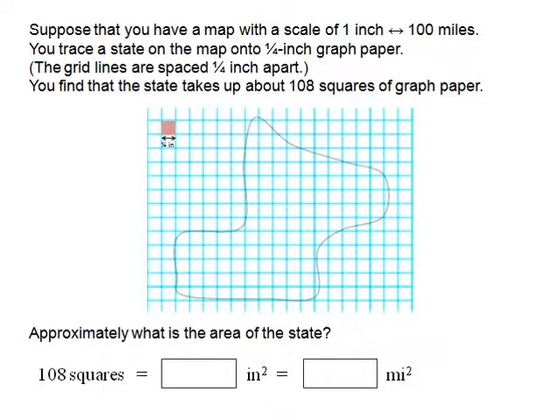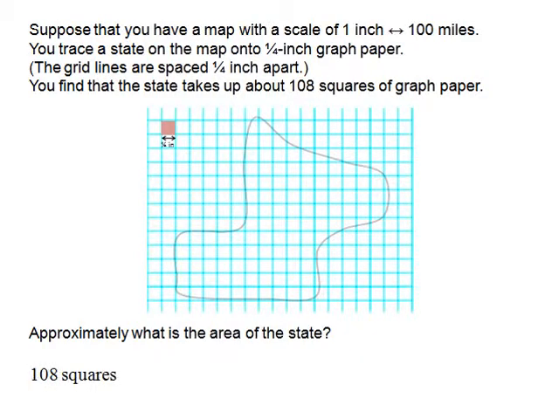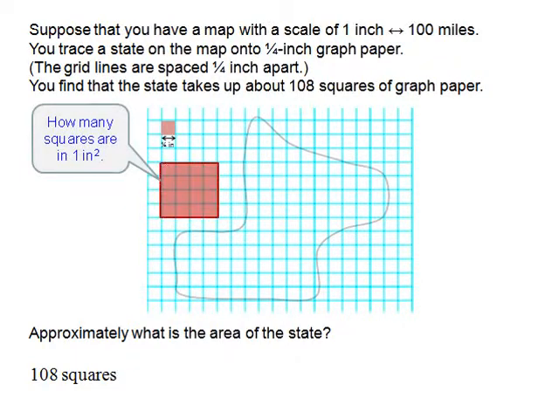So how do we convert squares into inch? The squares, those tiles, into inch squares. So let's ask, how many squares are in 1 inch square? Remember, each of these little squares is only a 1/4 inch apart. So an inch square will have 16. Do you see that? So 1 inch square has 16 of these boxes.